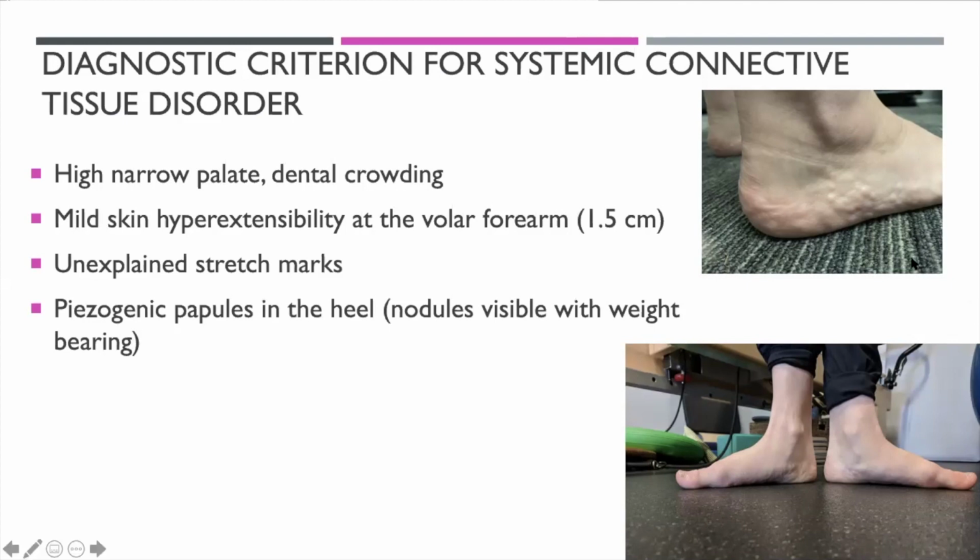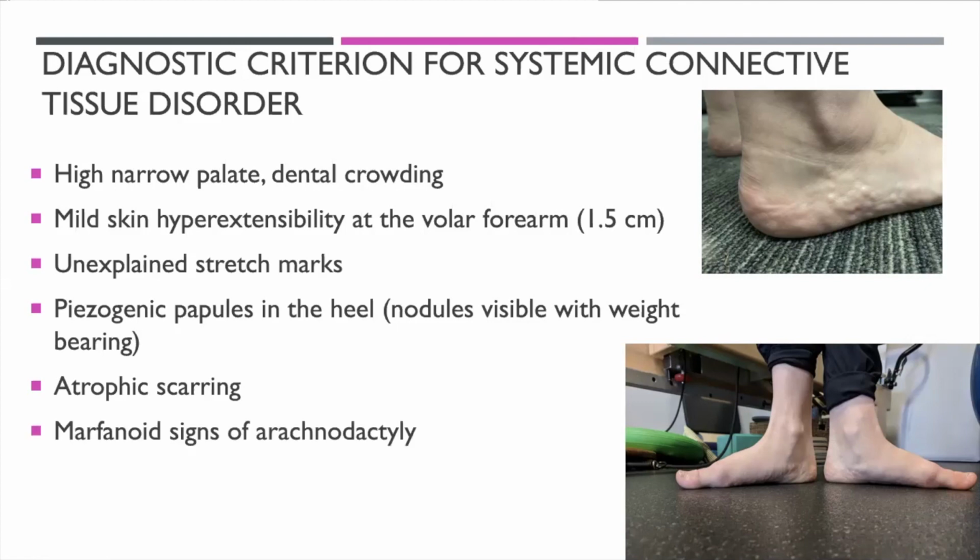And you need to have somebody weight bearing in order to see this. This is one of my patients in the upper right corner. We can also see atrophic scarring and something called Marfanoid signs of arachnodactyly, and this means that someone has really super long fingers and toes. And we also can look at the ratio of the arm span to height, and also the Steinberg and Walker signs, which refer to when you make a fist, can you poke your thumb out from your fingers? And when you put your hand around your wrist, can you touch your fifth finger to your thumb?